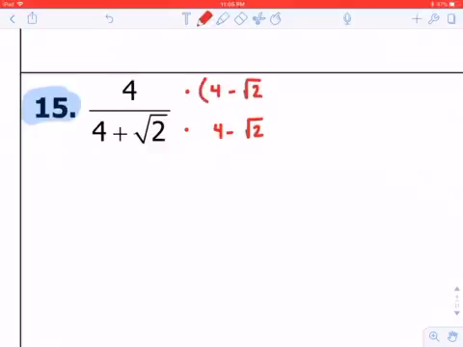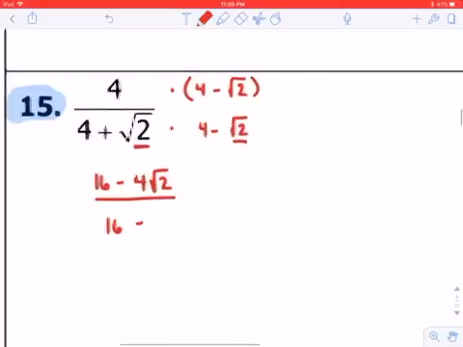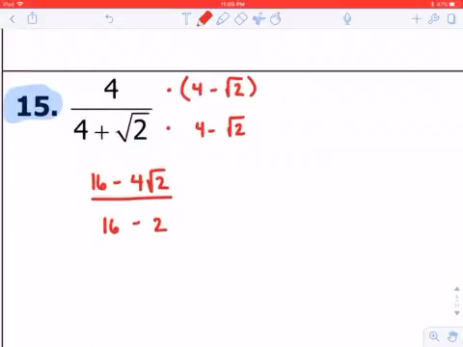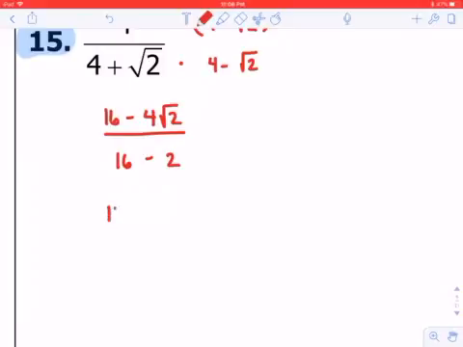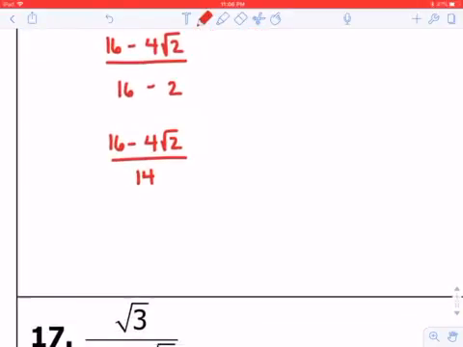So on top, I am going to distribute the 4. So it'll be 16 minus 4 radical 2. I may even want to keep the 4 on the outside, maybe not even multiply it through. You'll see why in a minute. On bottom, though, I get a squared minus b squared. So a squared is 16 minus b squared is radical 2 squared, which is 2. So at this point, I have 16 minus 4 radical 2 over 16 minus 2, which is 14. And looks like I can't pull out a 4 on top and bottom, but I can pull out a 2.